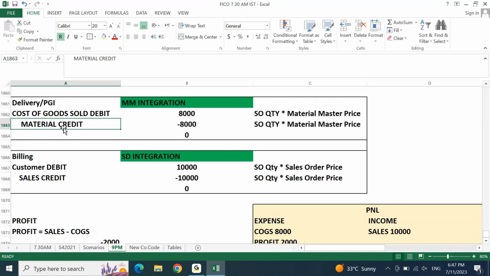Sir, this 8,000 is not reflected to the customer, na? No, 8,000 is not related to the customer. 8,000 is related to your logistics, material, the stock that you are taking out. I am removing this 10 quantity from my material. I am removing this 10 quantity value from my stock value in my balance sheet. That is why in this accounting entry, it is not written anywhere customer. And this is also not written as SD integration. This is written as integration. Based on the integration, this accounting entry will come, not based on the SD integration.